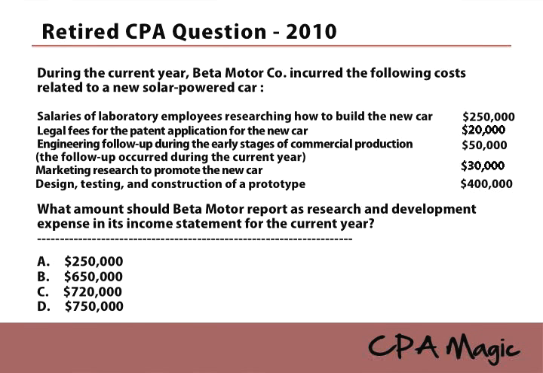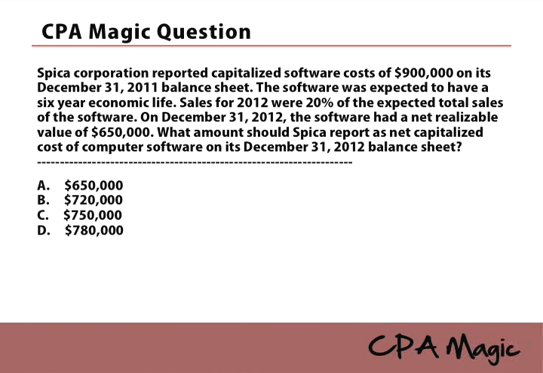Then our favorite one, marketing research. Not research and development, never. Marketing research, man, they love that. Just don't get fooled by that. Not R&D expense. And then design, testing, and construction of a prototype. That is our definition of R&D expense right there. So that's R&D. So that's going to be a total cost of $650,000 that gets expensed. B is your answer. And finally, let's end it with a CPA magic question.